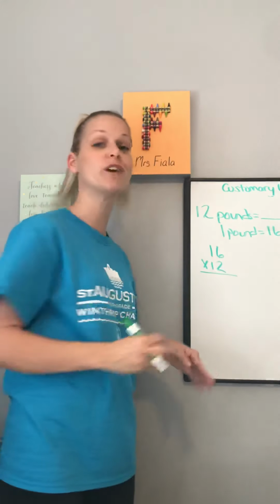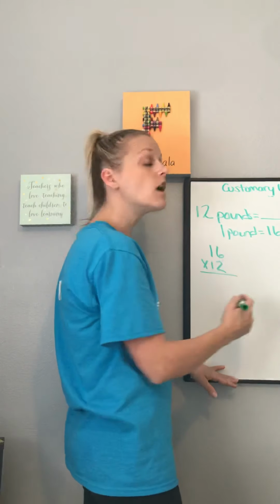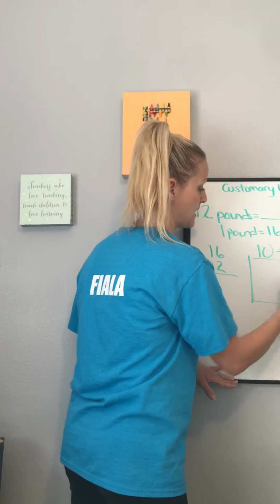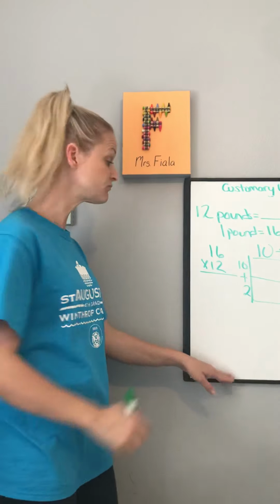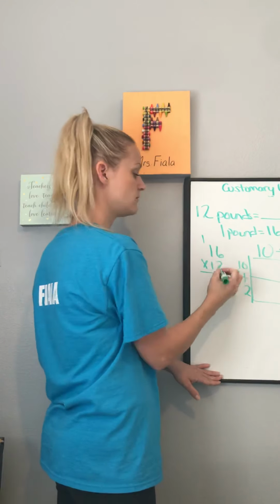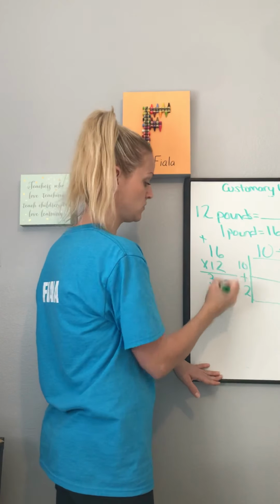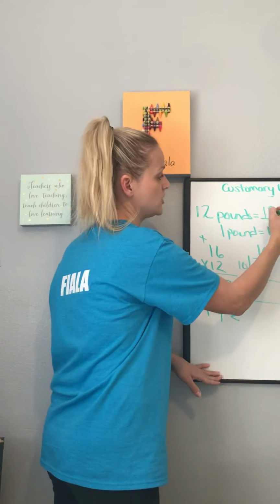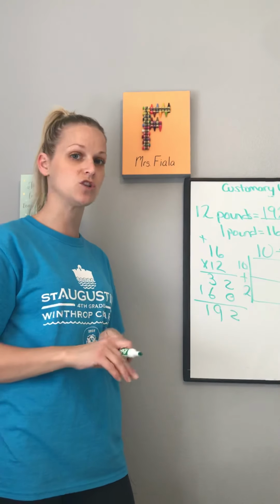Yes, a 2-digit number times a 2-digit number, but we should be able to solve that. If you cannot solve it using the standard algorithm, you can use your box method. And that would look like this, okay? So I'm going to solve this using the standard algorithm. 2 times 6 is 12, 2 times 1 is 2, plus 1 is 3. Put my 0, 1 times 6 is 6, 1 times 1 is 1. I add them together and I get 192 ounces. Okay, so you can do 2-digit times 2-digit.